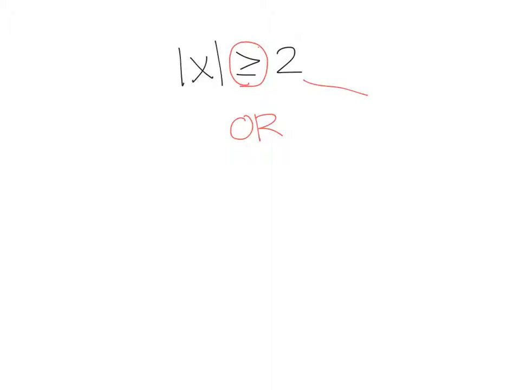Some turn to the good side. X is greater than or equal to 2. Some turn to the bad side. X is less than or equal to negative 2. So notice you need to flip the inequality and change the sign. If you don't do both, then you're going to get it wrong, okay? All right, your x is already alone, so there's no solving necessary. So let's put it on our number line. So we're going to draw our number line.